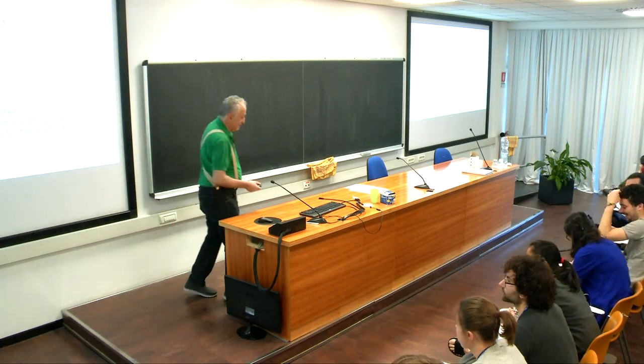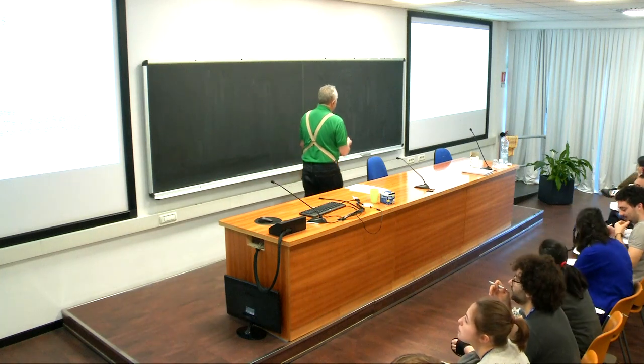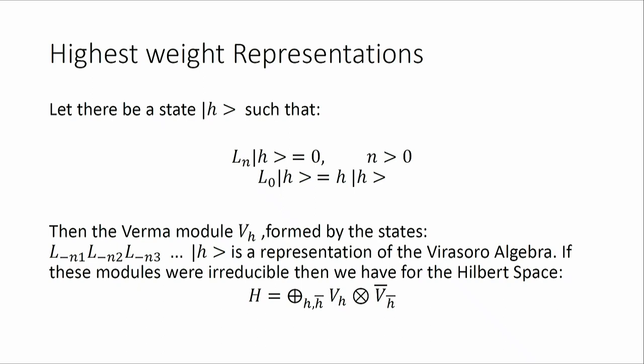Conformal field theory, I had said this before, but I will recap. I construct the Hilbert space by taking a state of weight h, which has the property that it's an eigenvector of the L0 operator, and it is vanished by all Ln operators with positive n. And then the Verma module is formed by states like this. From this h, you go down by multiplying by L minus n's, and you can multiply as many of them as you like.